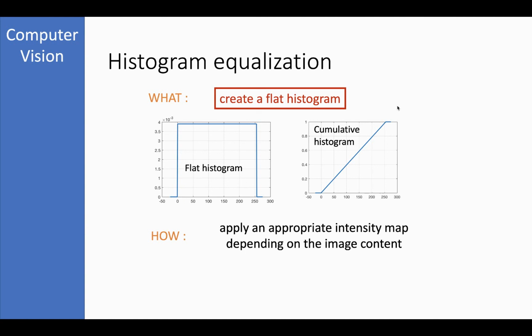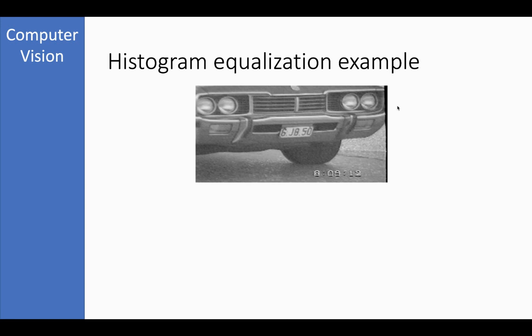How do we do it? We find an appropriate intensity map depending on the image content. And the method that we create, although it looks like it will depend on the image content, will actually be quite generally applicable. So let's first see what it can do.